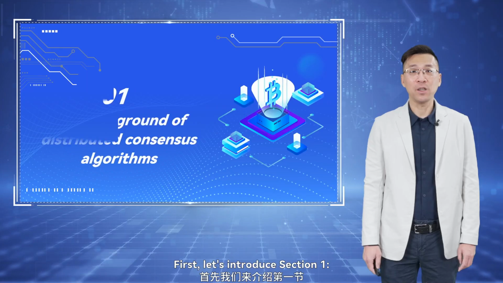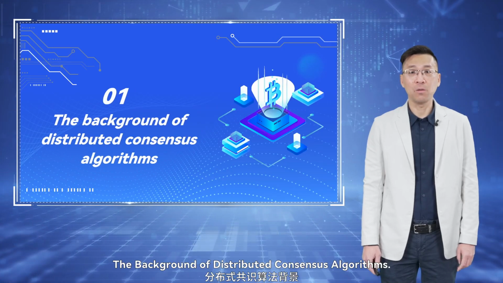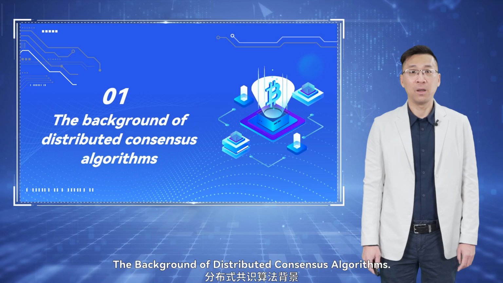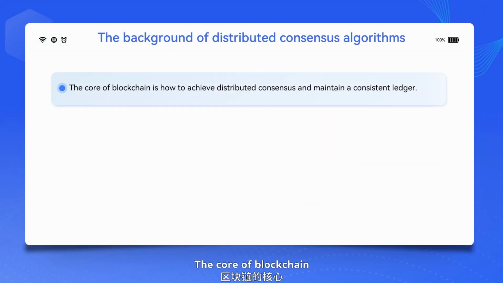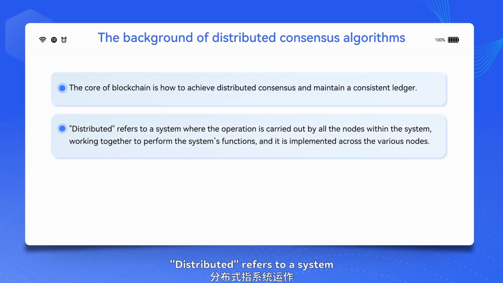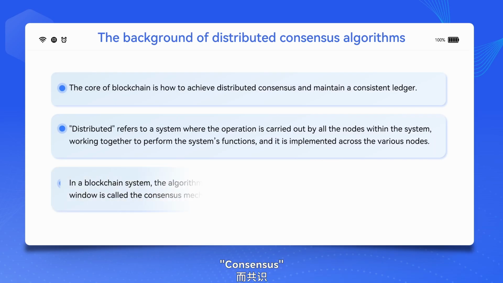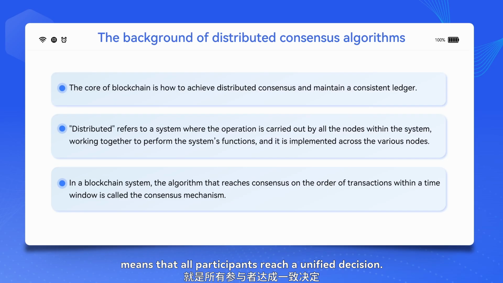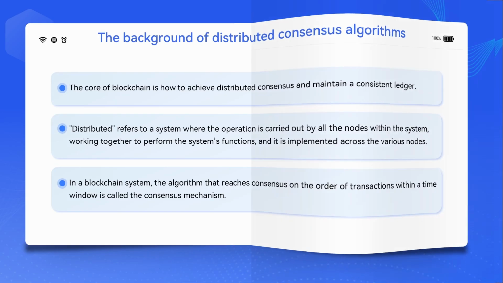First, let's introduce Section 1, the background of distributed consensus algorithms. The core of blockchain is how to achieve distributed consensus and maintain a consistent ledger. Distributed refers to a system where the operation is carried out by all the nodes within the system, working together to perform the system's functions, and it is implemented across the various nodes. Consensus means that all participants reach a unified decision.